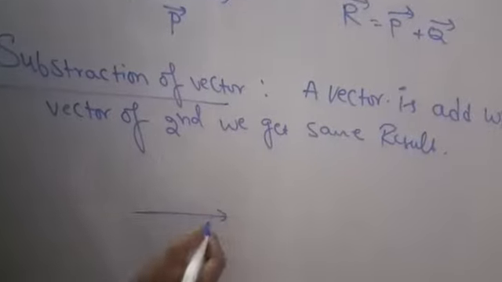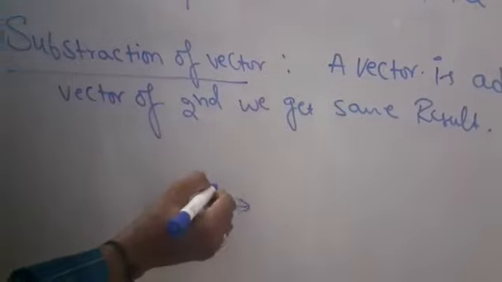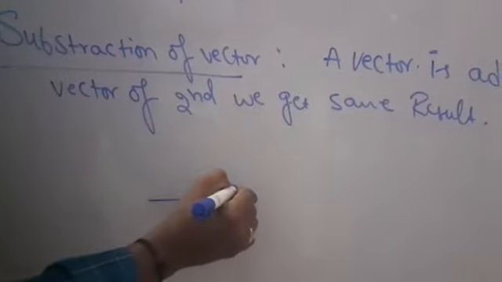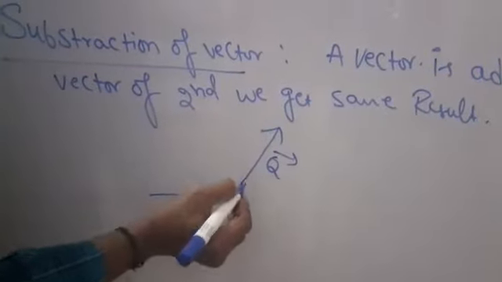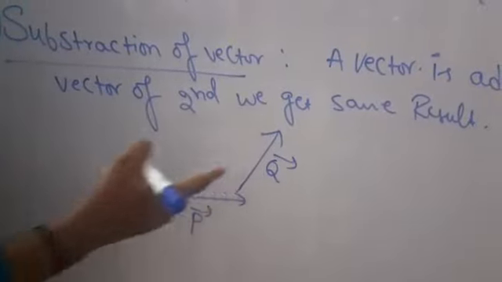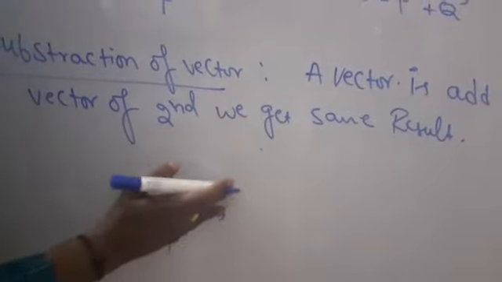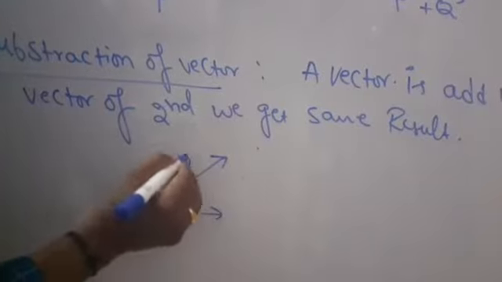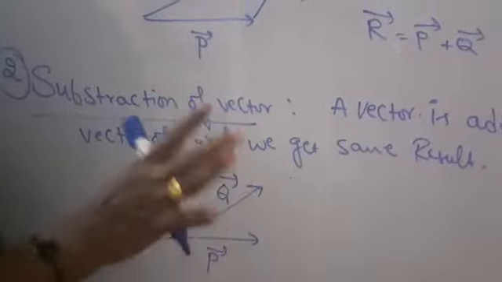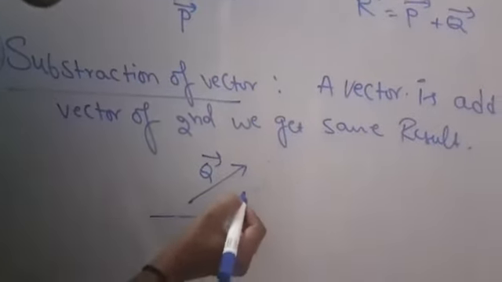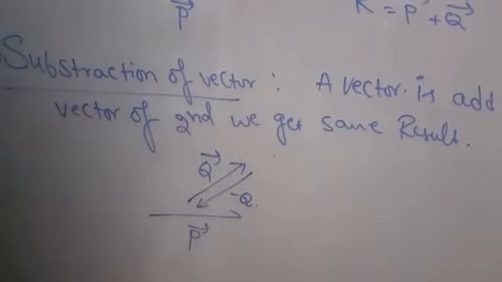For example, we can consider a vector, this is p bar. The second vector is q bar. Here the first vector is p bar and the second vector is q bar. Now we can subtract these two vectors. Our aim is to subtract these two vectors. So what is the negative vector of the second one? That is minus q.